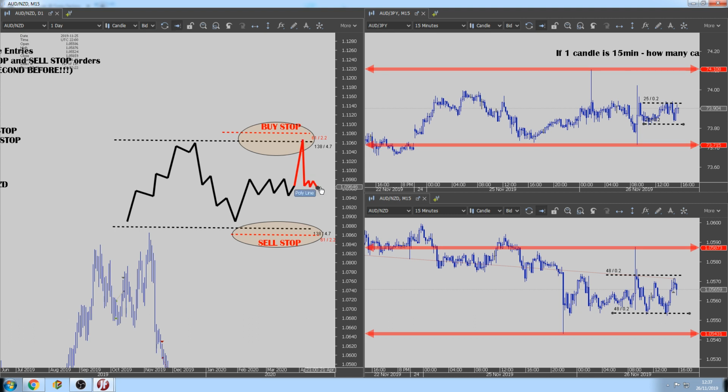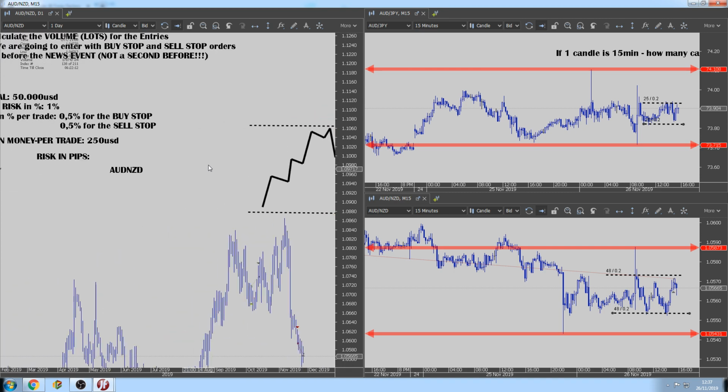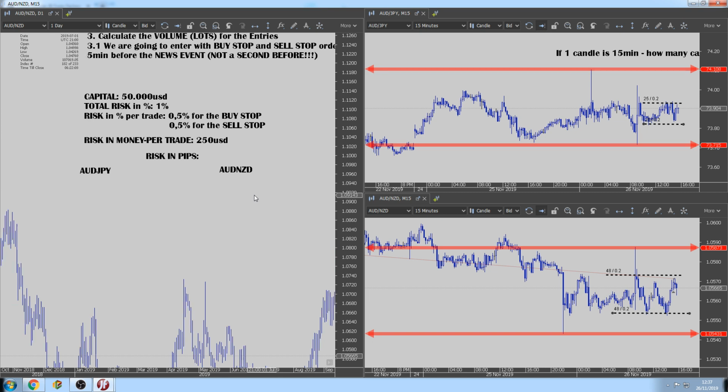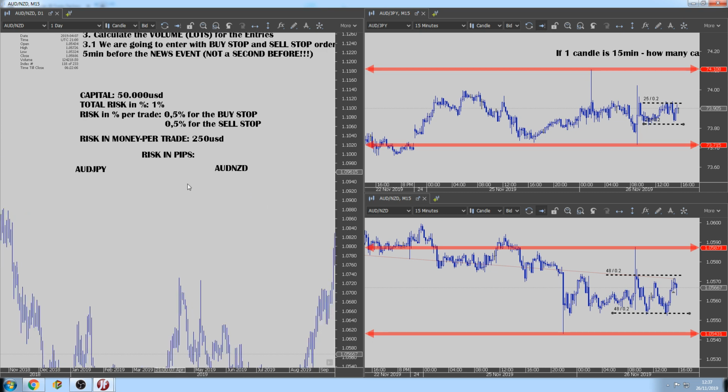So your buy stop and sell stop are above and below the main range. Yes, 10 pips or 100 pipettes, everybody. Okay, so when you calculate risk in pips, you need to add to the range 200 pipettes or 20 pips.